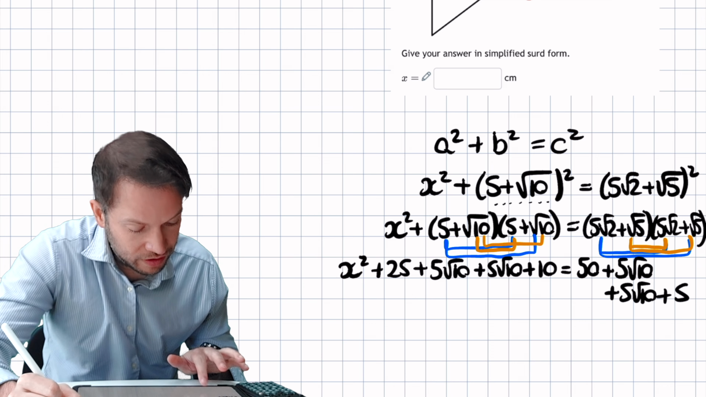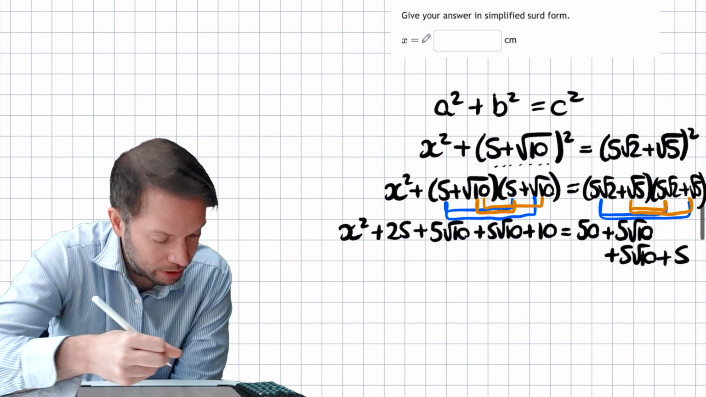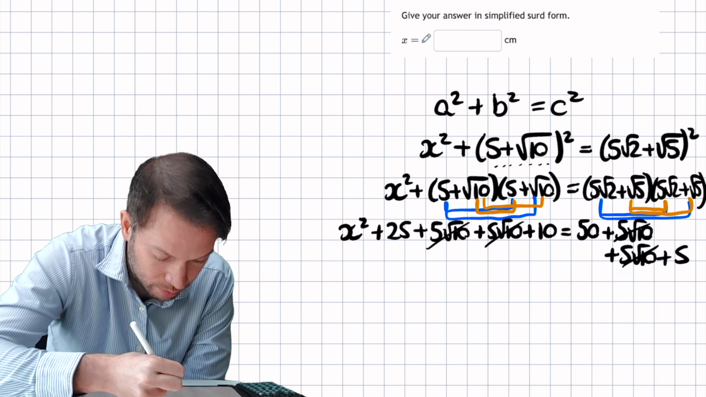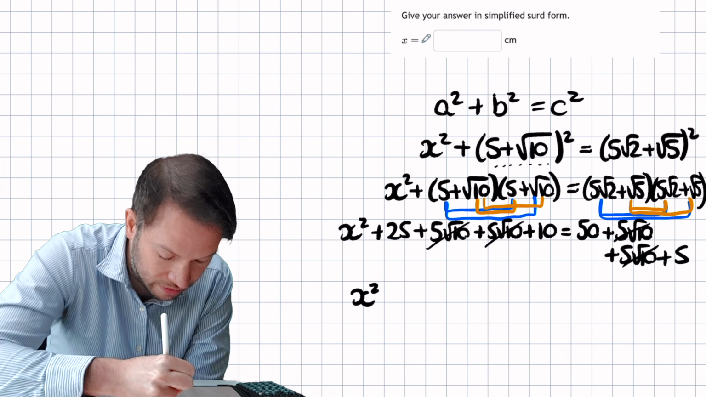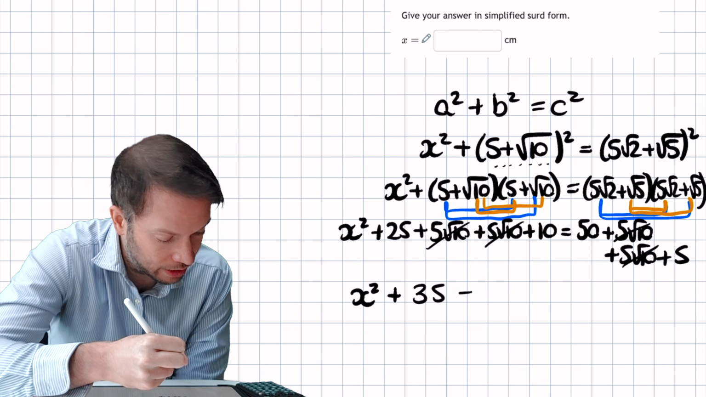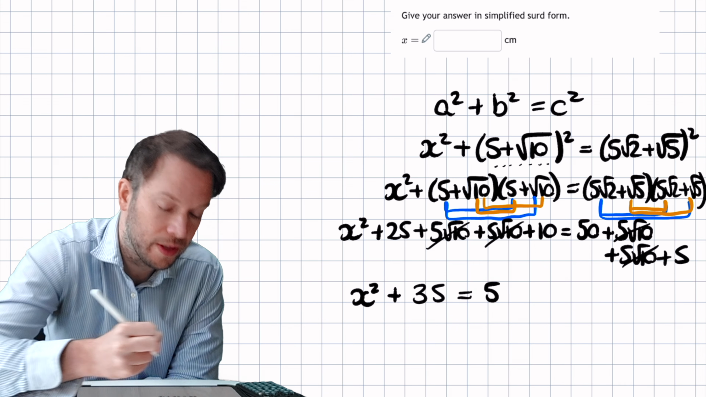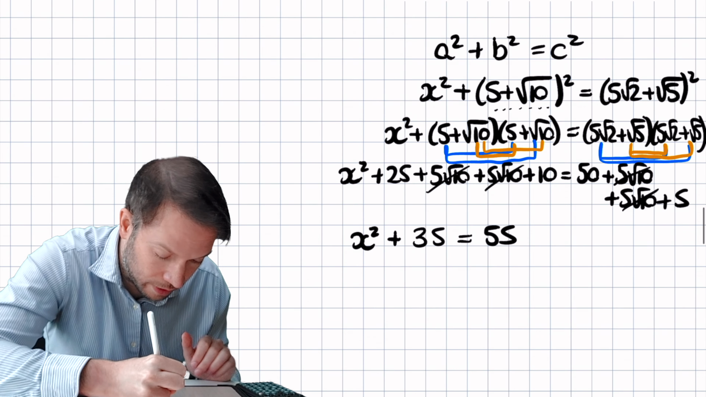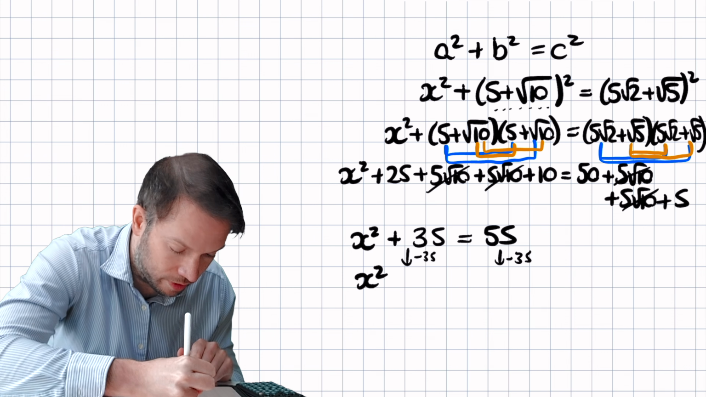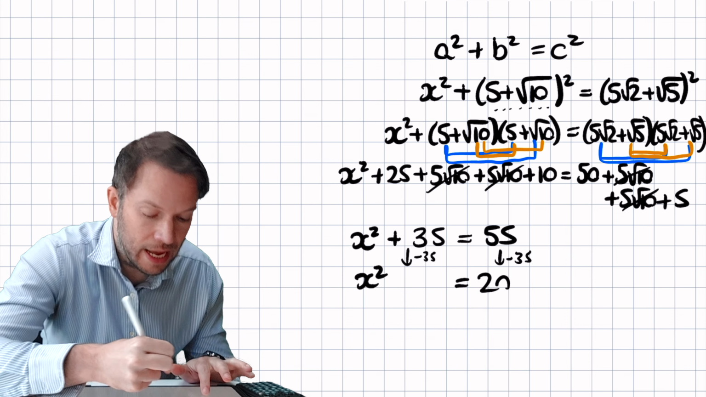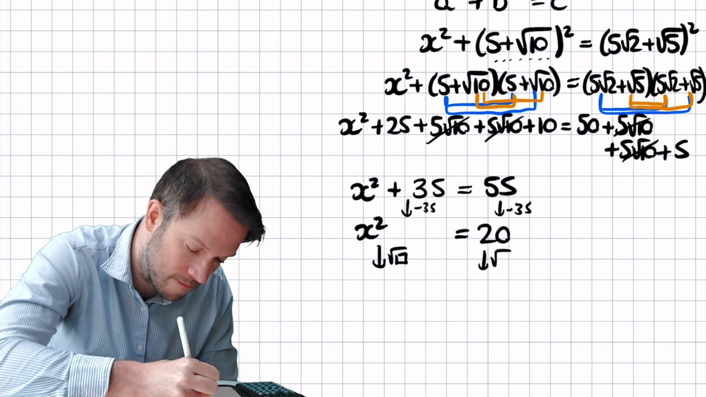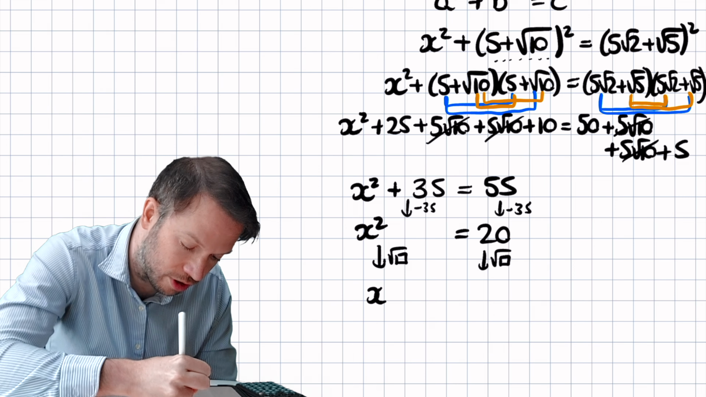Right, now I noticed that we've got 2 lots of 5 root 10 on both sides of the equation. So I'm going to just cancel those by subtracting them. So that makes things a lot easier. So we're just left with x squared plus 25 plus 10 is 35. And on the right-hand side, I've got 50 plus 5 is 55. And now I can subtract 35 from both sides of the equation to give you 20 on the right-hand side. And then to get rid of that squared, I can square root both sides of the equation. And that gives you x is equal to root 20.